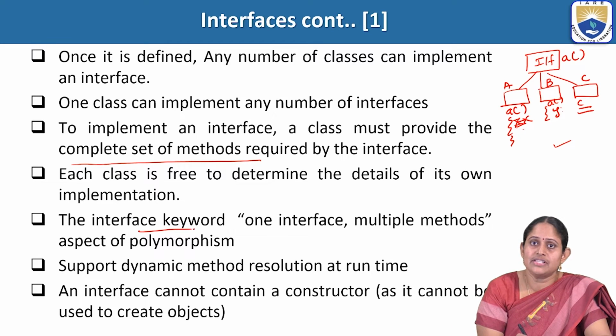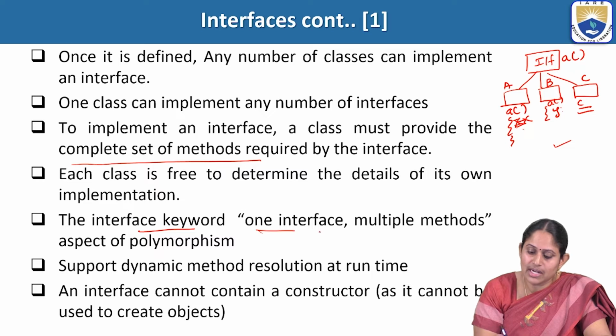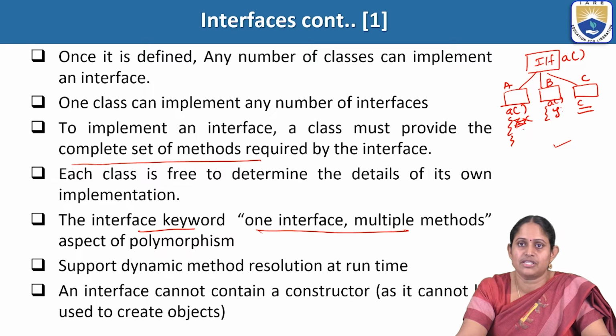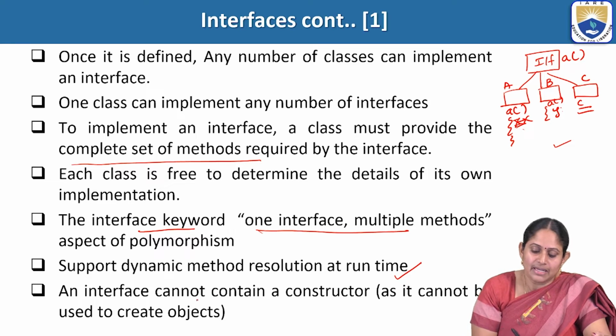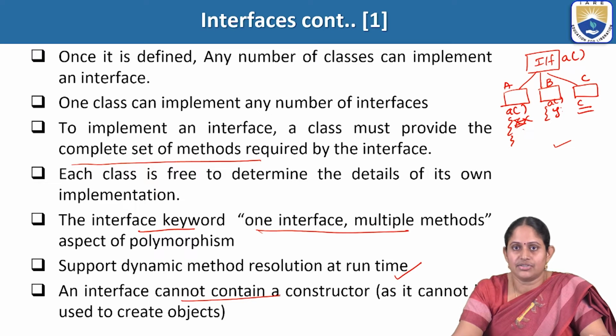So the use of the interface keyword implements one interface, multiple method aspect of polymorphism. It also supports dynamic method resolution at runtime. But an interface cannot contain a constructor as it is not used to create objects.